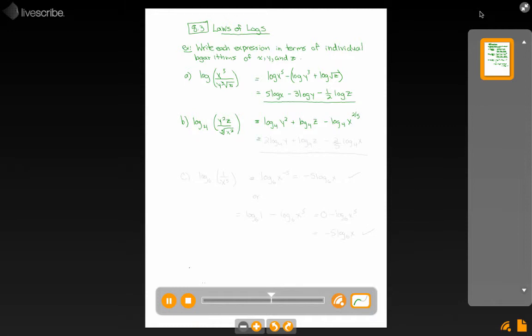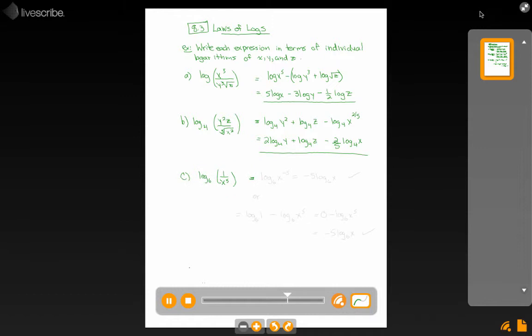Now I can bring each of these exponents out front of their logs to say this is 2 times log base 4 of y plus log base 4 of z minus 2/5 log base 4 of x, and we've written it in terms of individual logs of x, y, and z, and so we're done that one.